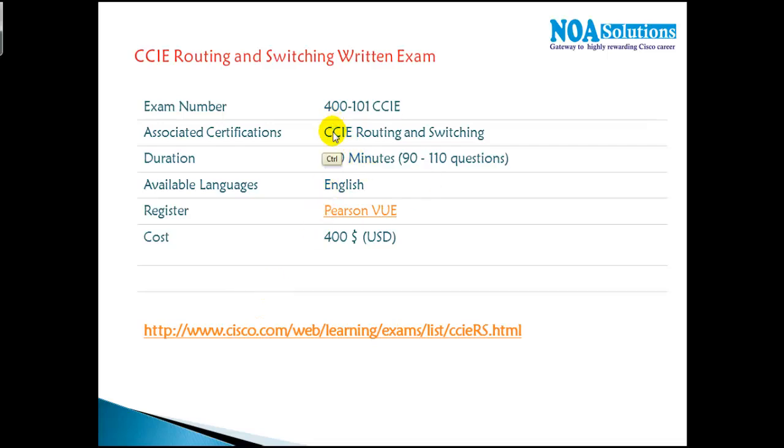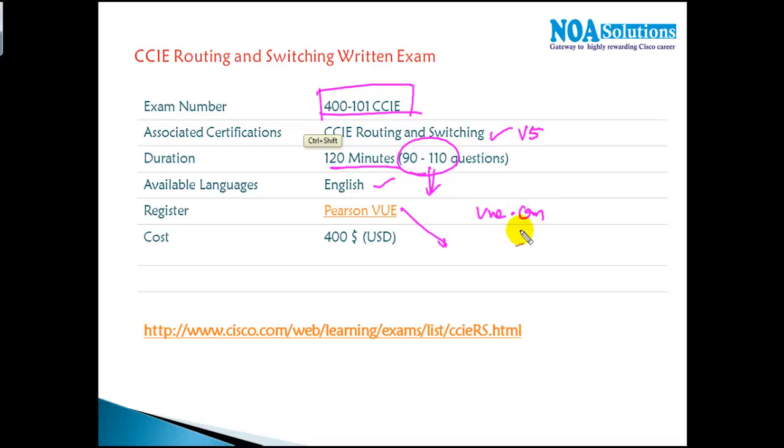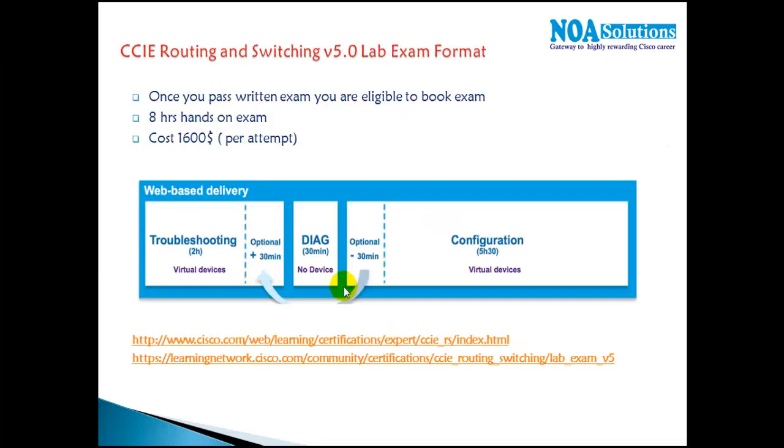The current code for the CCIE written exam is 400-101, and it's the CCIE Routing Switching version 5 written exam. The duration for this examination is 120 minutes, with somewhere around 90 to 110 questions. It's available in English, and you can register at any authorized Pearson VUE testing center. You can visit the VUE website and locate the nearest center to register for these exams. As of now, the price for this examination is $400 US. If you want more information, you can go to this link where you'll find more detailed information about these examinations.